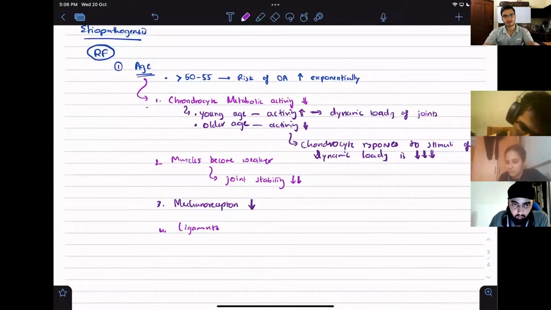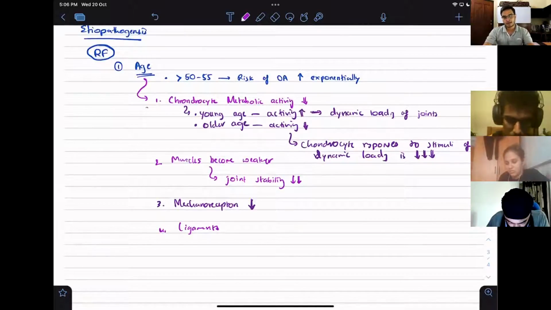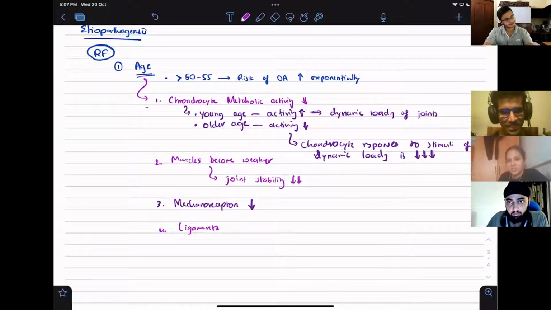Clear. These are the things about age, age related. Now, tell me this, age related osteoarthritis. Is it primary osteoarthritis or secondary osteoarthritis? Is it secondary? We classify this under primary.